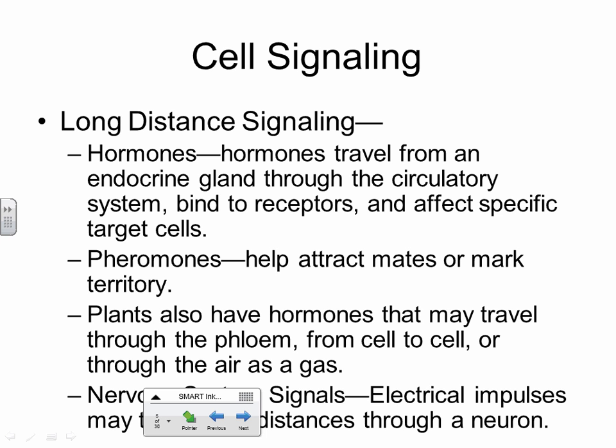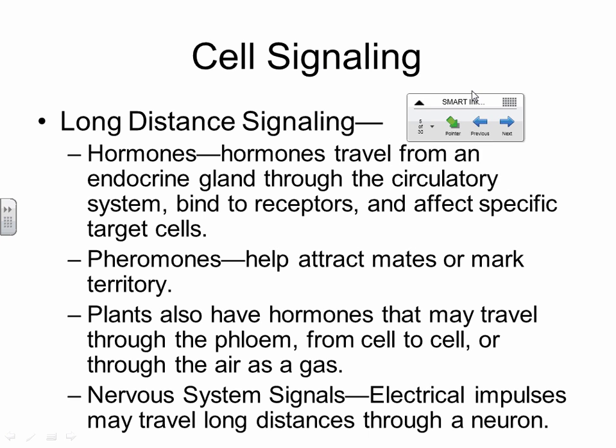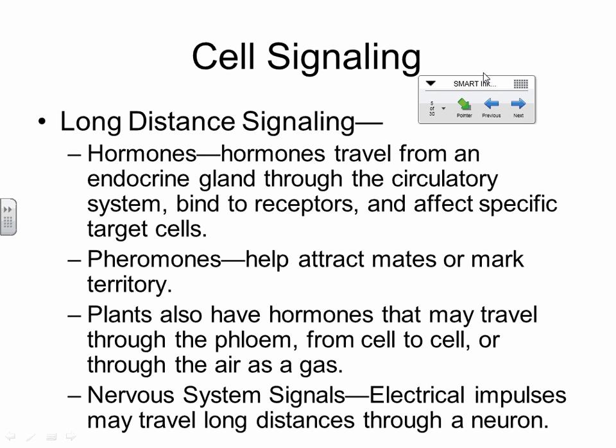We talked a little bit the last couple of days about plants having hormones. And the plant hormones can travel through the phloem. They can travel from cell to cell through the plasmodesmata. Or which one did we talk about that was a gas? Ethylene. Yeah, ethylene gas. And that hormone, ethylene gas, makes the fruit ripen.